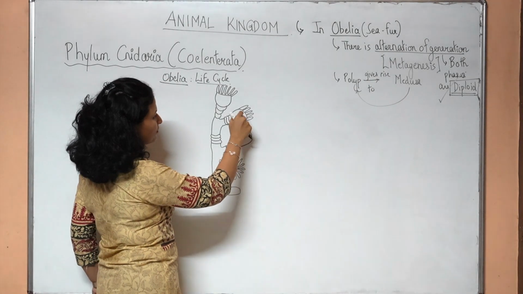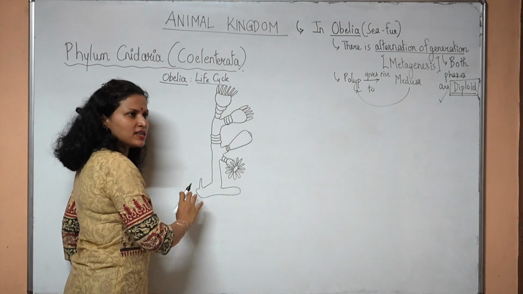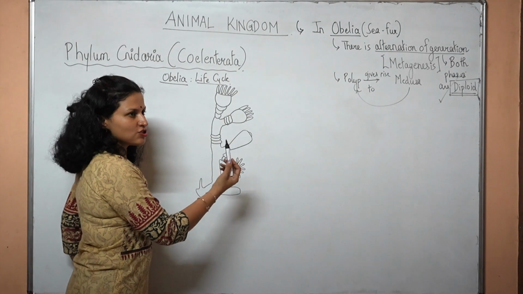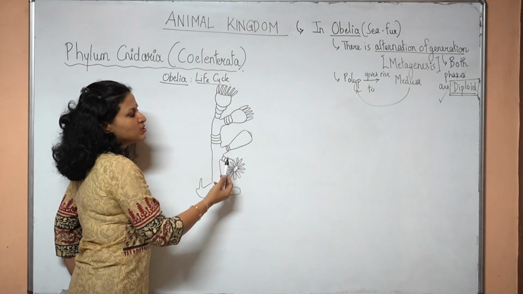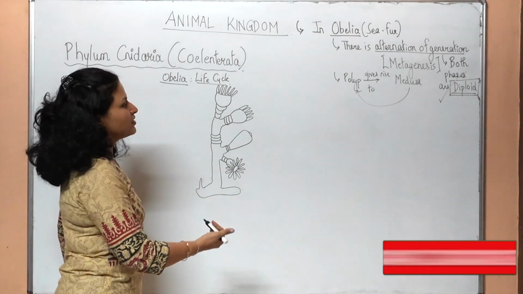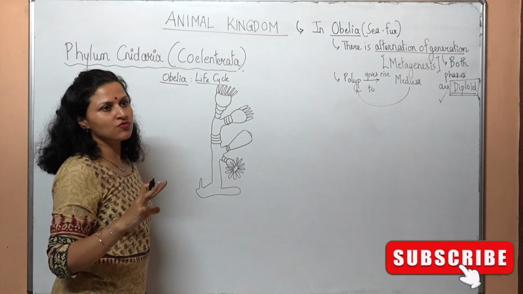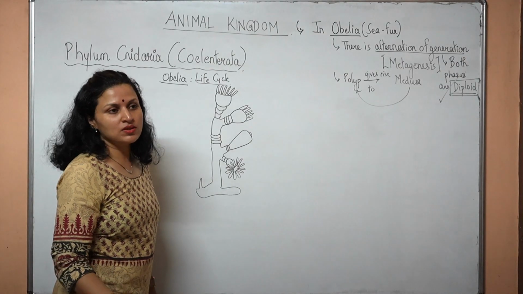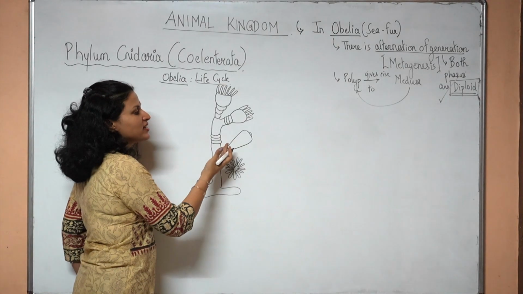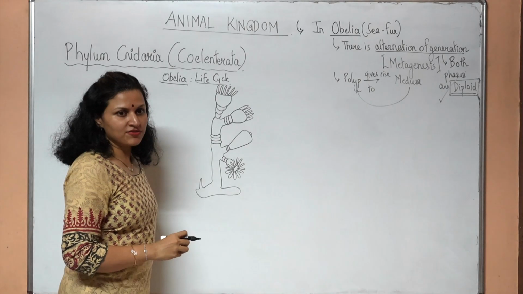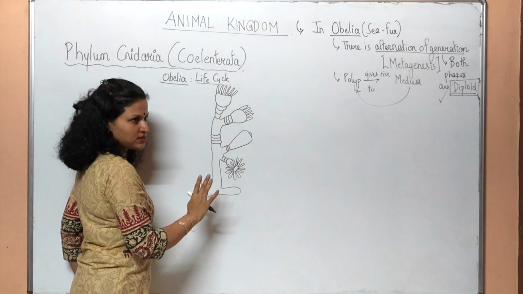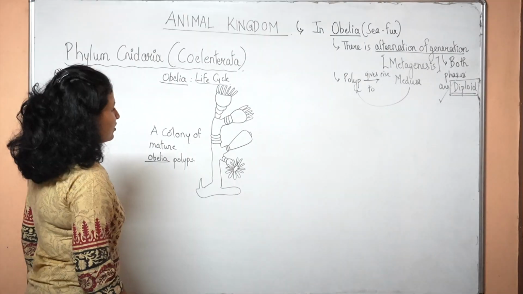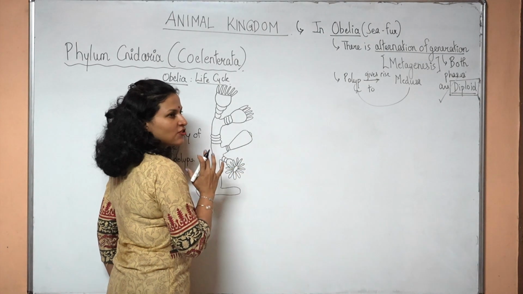Over here you see a number of polyps. All these polyps have arisen from one single individual only, and there will be a division of labor. Each one of these polyps will be specialized for different functions. For example, some of these will be specialized for capturing food only. Some of the polyps may be specialized for reproduction only. Some of the polyps may be specialized in defense only, like that. Different polyps over here have different functions. This is a colony of mature Obelia polyps. So one of these polyps will be specialized for reproduction.